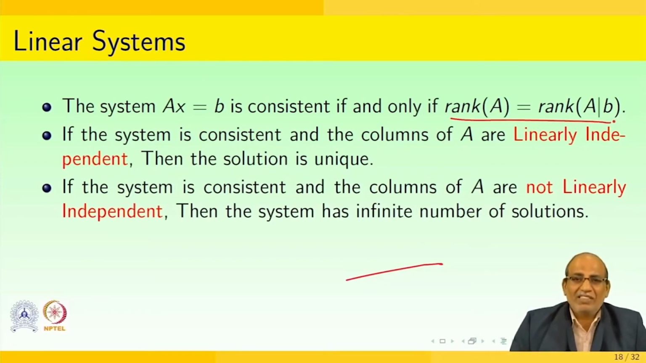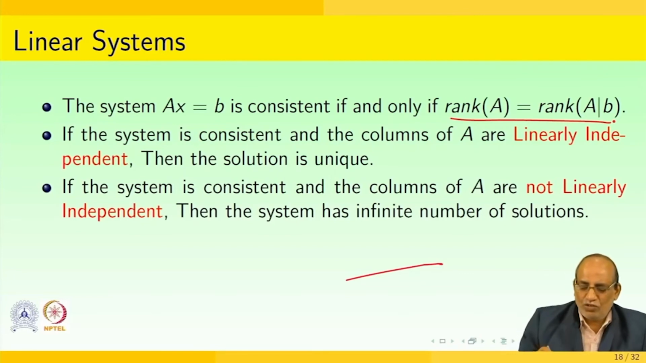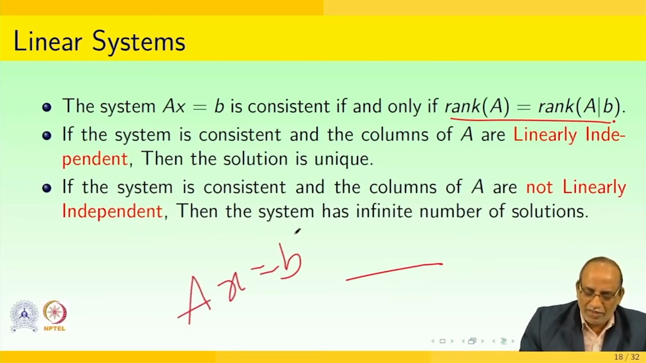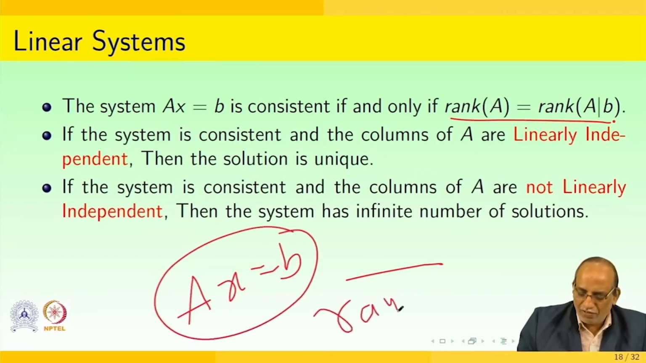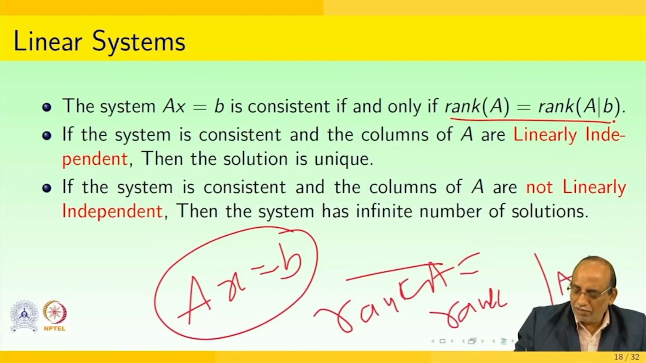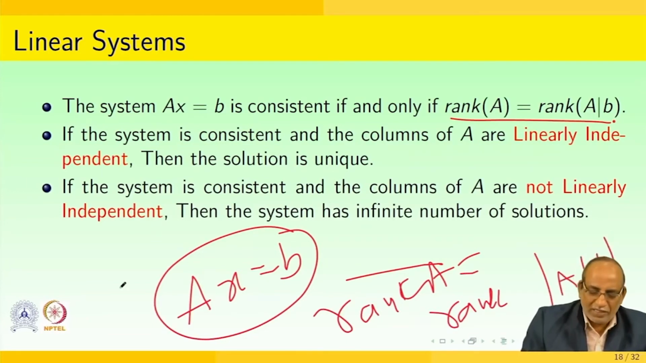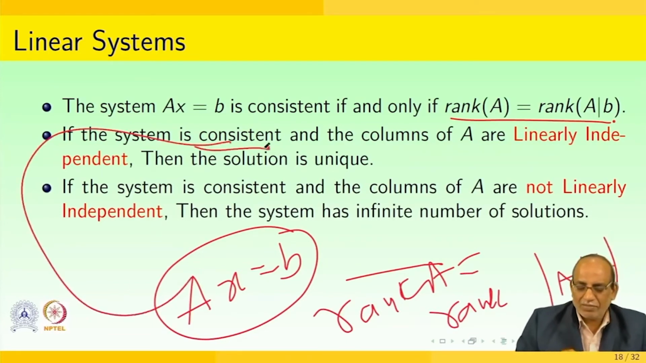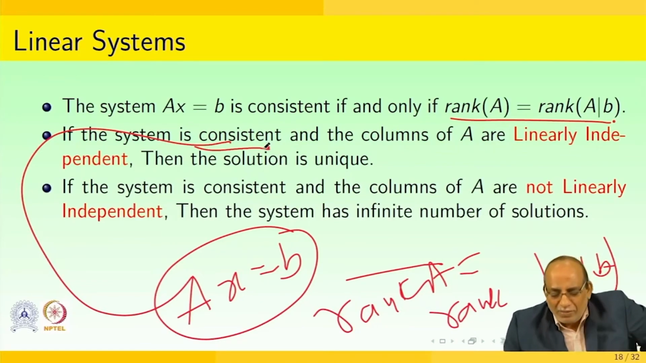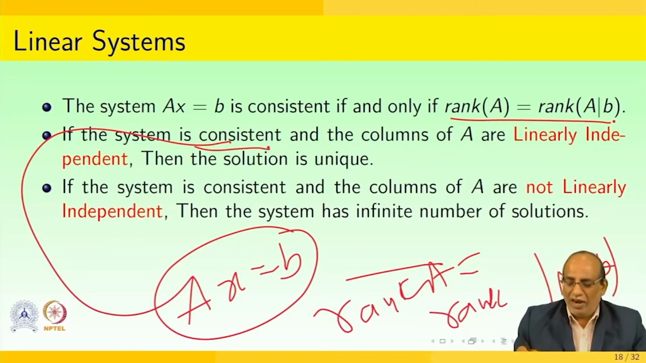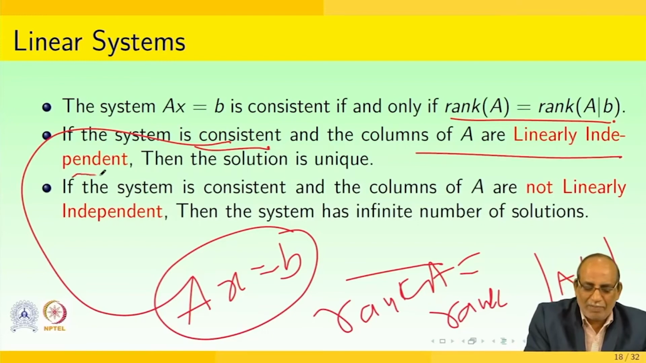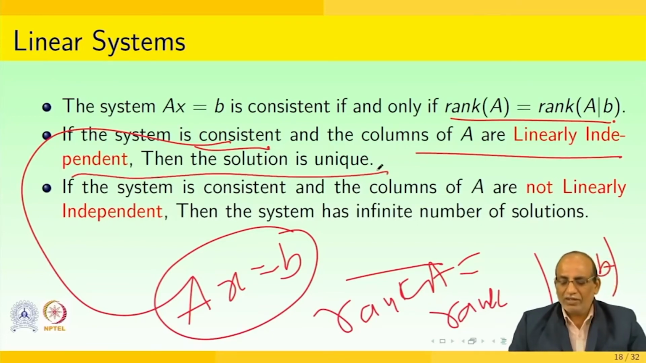If the system is consistent and the columns of A are linearly independent, then the solution is unique, right? So to have a solution of Ax is equal to b, the rank of A should be equal to the rank of the augmented matrix. Then we say that it is a consistent system. And if the system is consistent and the columns of A are linearly independent, then the solution is unique.